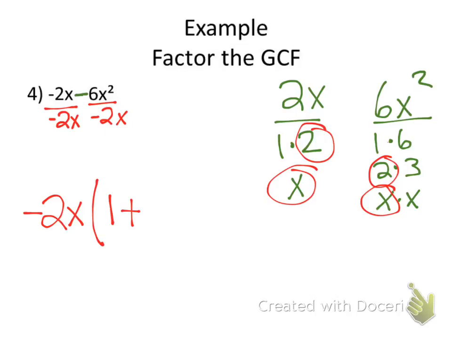What is 6 divided by 3? Oh, I did it. What is 6 divided by 2? 3. Oh, I hate when I do that. Okay, sorry. What is x squared divided by x? X. You had 2 of them. You're taking 1 out to the front. Good. And we are done.